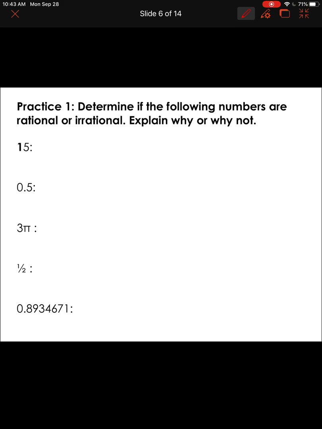And then there's practice problems. So you're doing exactly what I just did, determining if the following numbers are rational or irrational. Explain why or why not. So go ahead and pause the video so you can get answers to that.